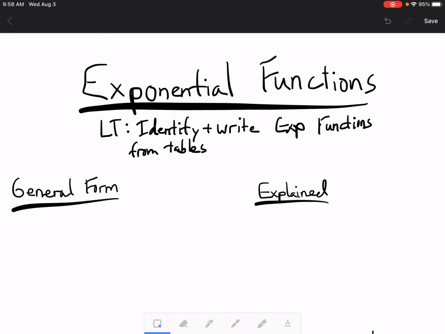Hello and welcome to this video where we're going to talk about exponential functions. The learning target for this video is identify and write exponential functions from tables.